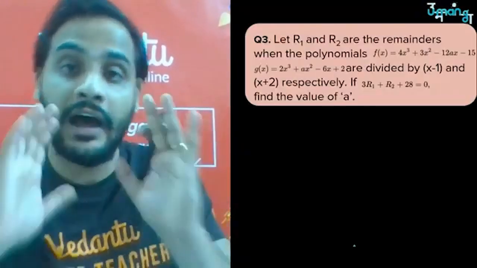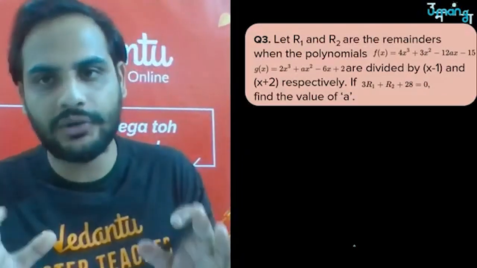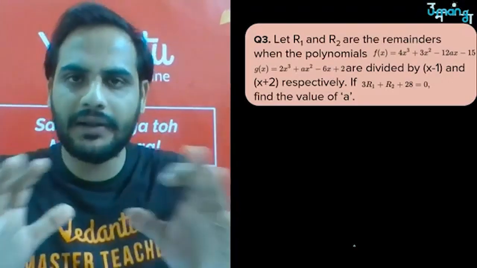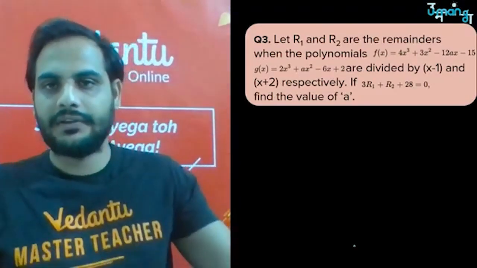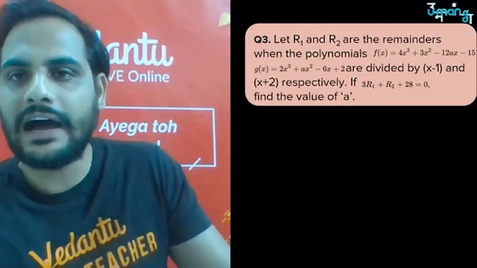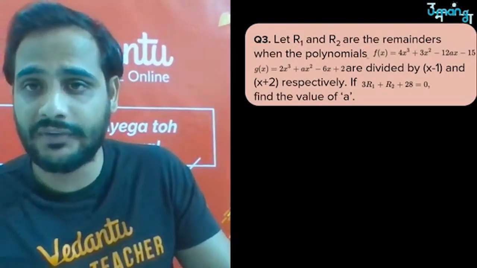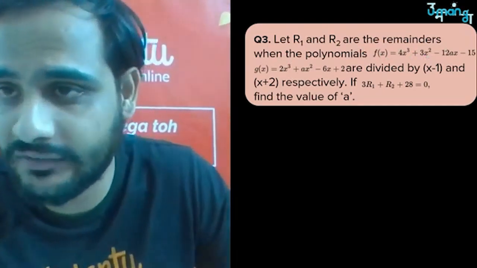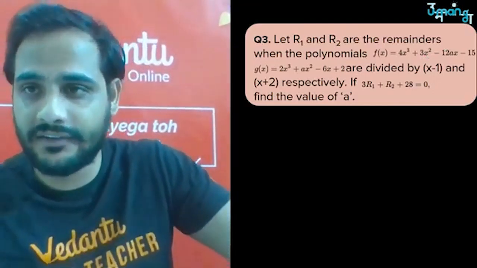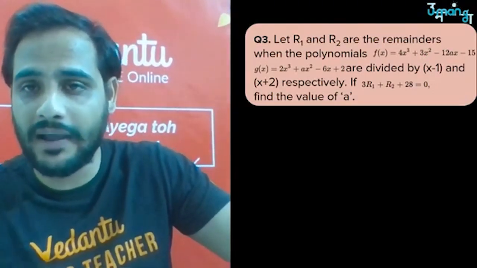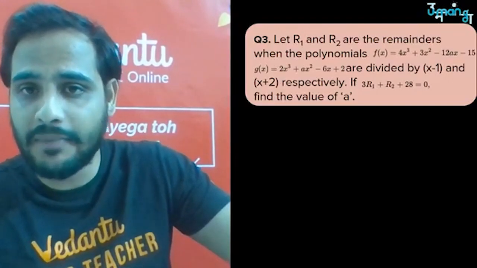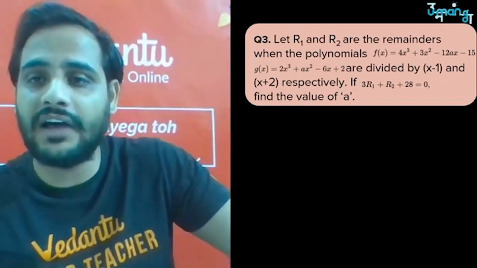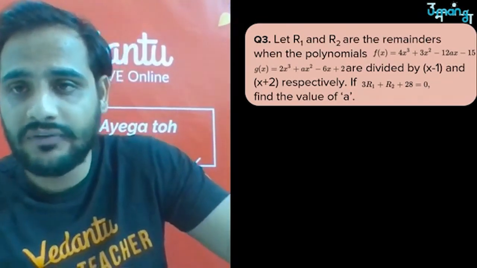The next question is this. Now this is a very important question, although very similar to the first question which we have done, but just understand how it will be done. They are saying let R1 and R2 be the remainders when the polynomial f(x), which is 4x cube plus 3x square minus 12ax minus 15, and g(x), which is 2x cube plus ax square minus 6x plus 2, are divided by x minus 1 and x plus 2 respectively. If 3R1 plus R2 plus 28 is equal to 0, find the value of a.